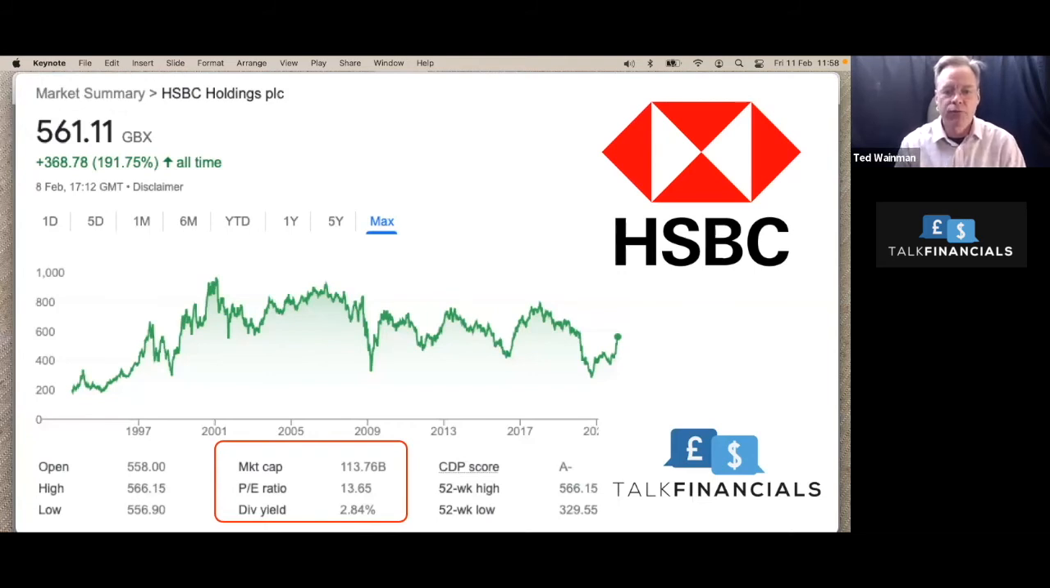P/E ratio, 15 times earnings. That's a yield of about 6.7%, something like that, 6 to 7%, which is not excessively cheap unless you compare it to America. The US is on 30 times earnings, so it's half the price, but then UK stocks generally are.